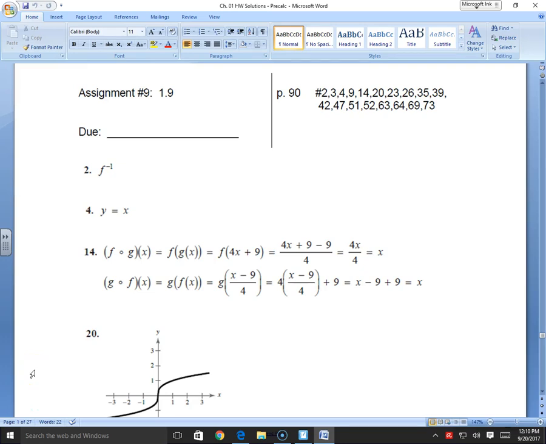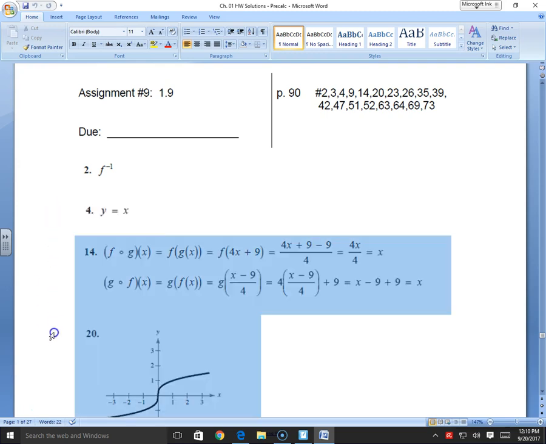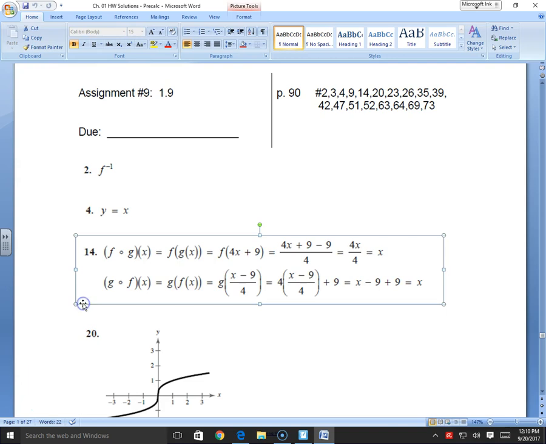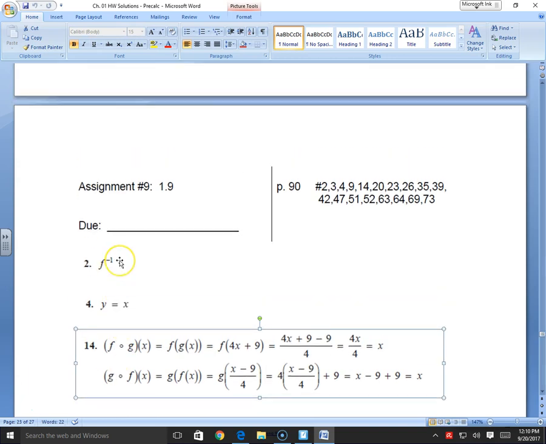Okay, so homework number 9, section 1.9. Number 2 is just notation, f inverse. Number 4, reflection across the y equals x line. That's not helpful, is it? Number 14. You guys should have written the directions, but I can already tell what type of question it was.